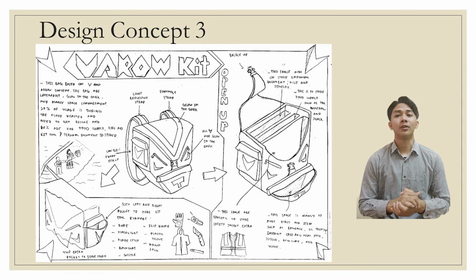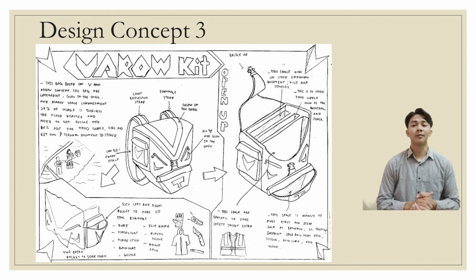Now the third one is Vero. It is V-shaped with an arrow design and a modern look. It comes with a buckle to access the compartment. It comes with a floatable device, which is the strap, and also a pocket left and right, to help people swim and get some help. It also comes with waterproof material, and the V is glow in the dark.